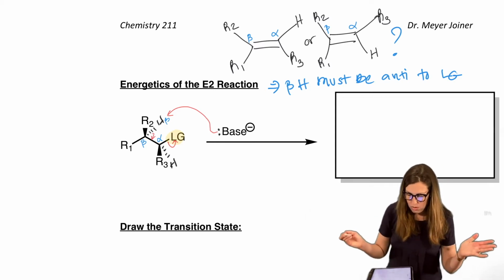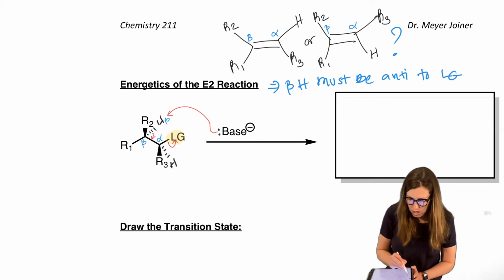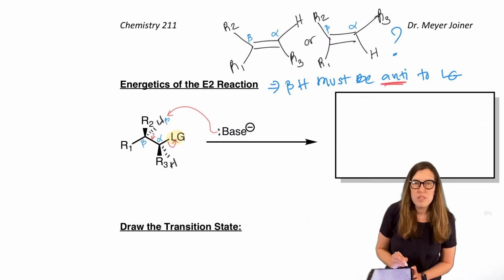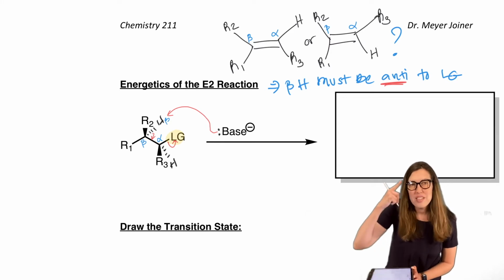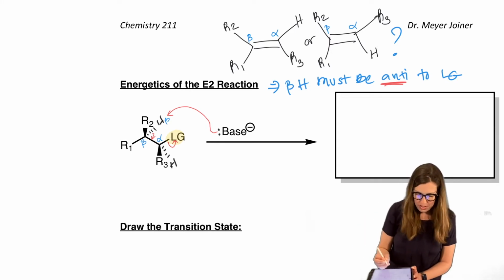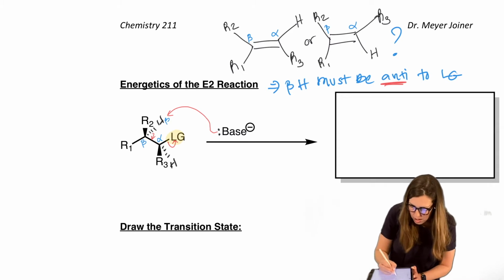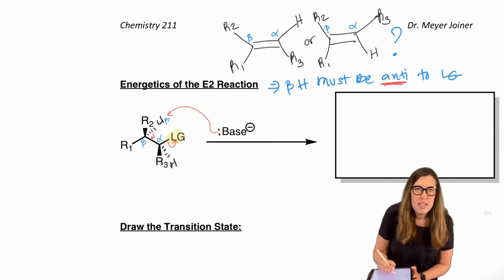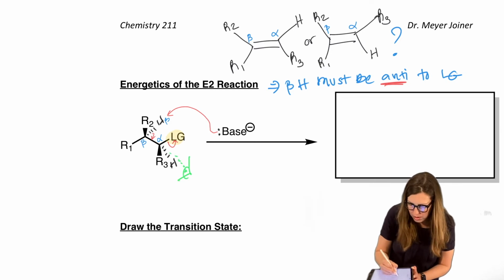So how does that work? Beta H must be anti. How do we see anti relationships? Anti-periplanar is another way to phrase it. And that might ring a bell to Newmans. Newmans are one of the easiest ways to see that. So let's look. We have to look down the alpha-beta bond or beta-alpha, your choice. But either way, we have to include those in our Newman. I'll do alpha-beta.